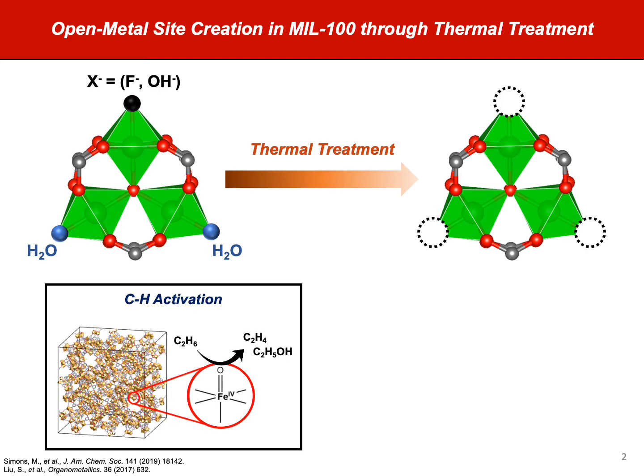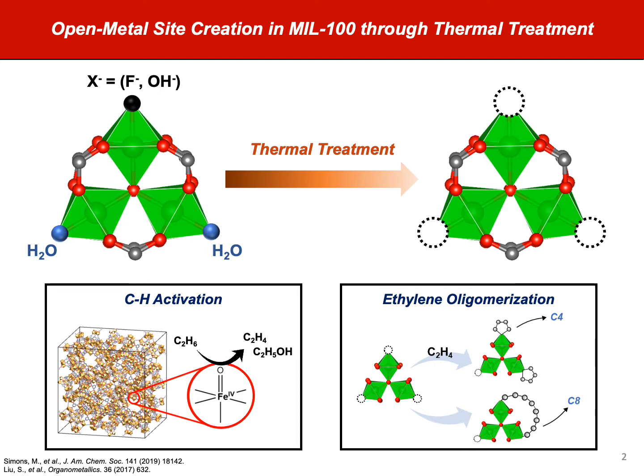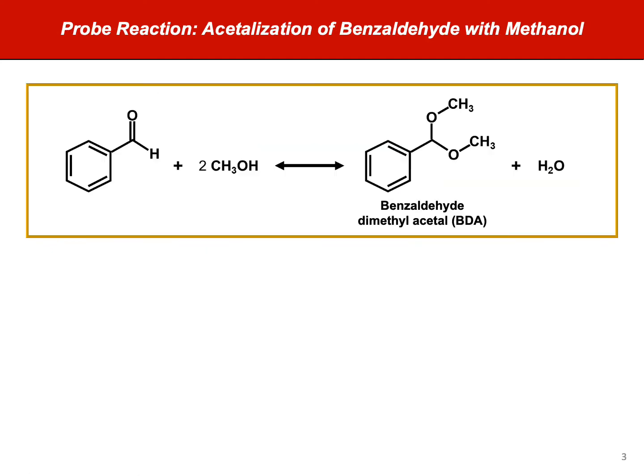These open metal sites and the metal oxo moieties that result from them can be used in low temperature alkane oxidation reactions and even in CC bond formation reactions like ethylene oligomerization. The reaction that I'll be focusing on for the purposes of this talk is a less industrially relevant reaction, but it's a probe reaction that helps us decipher the nature of active sites for this acid catalyzed chemistry.